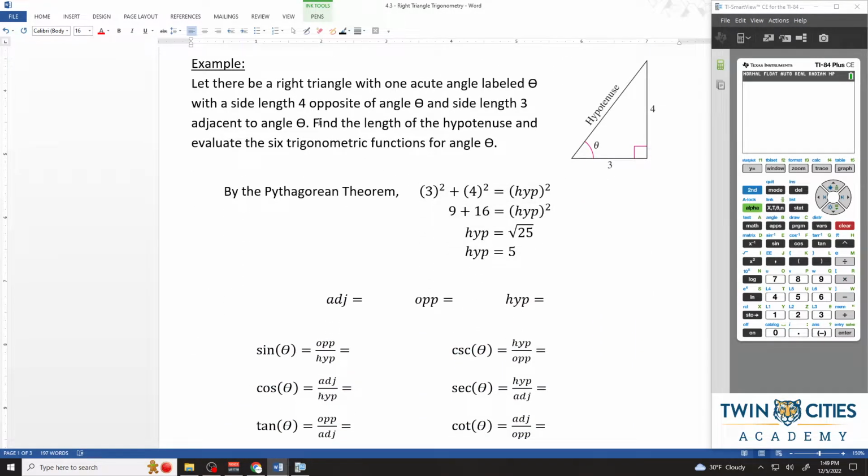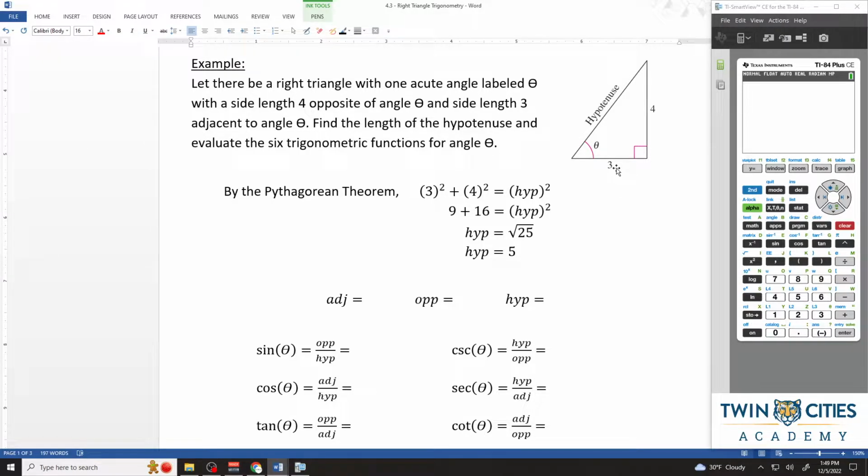Let there be some right triangle where an acute angle is labeled theta. The side length 4 is opposite of this angle theta, and side length 3 is adjacent to theta. Let's find the length of the hypotenuse and evaluate the 6 trigonometric functions for angle theta.